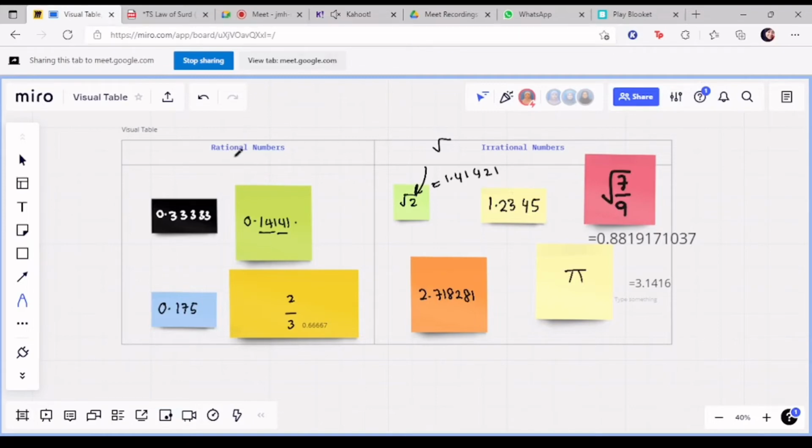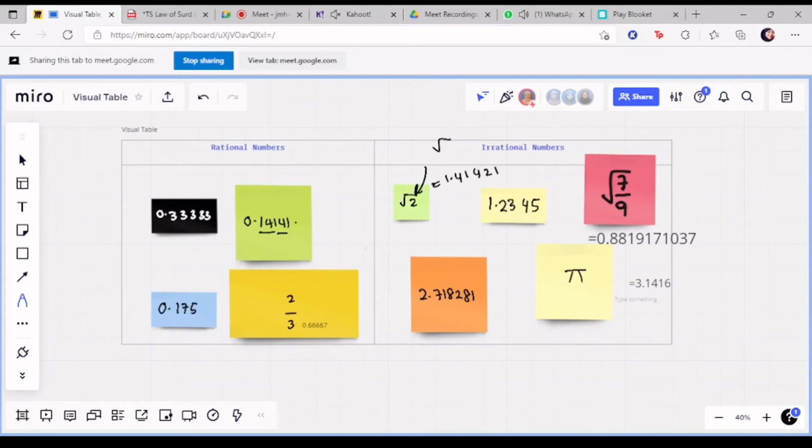Okay, so right now in the rational number column and the irrational number column, you see that you already solved for the decimal number, right? So please observe what are the differences between the decimal number in the rational number column and the irrational number column. For example, let's say I want to compare 2/3, 0.66667 and 0.8819171037. So what are the differences between these decimals?